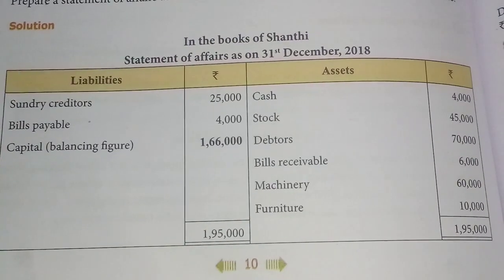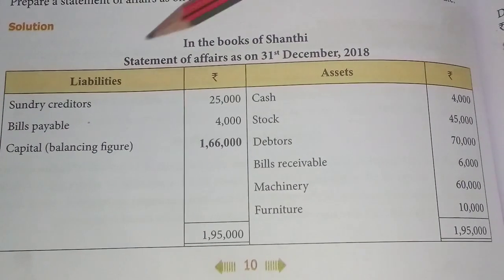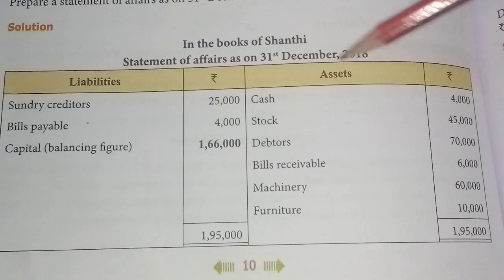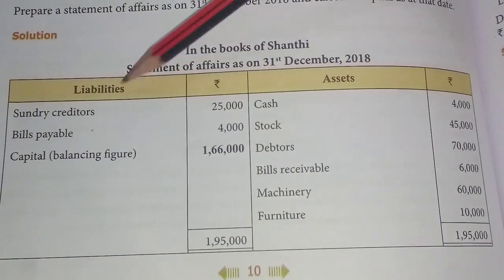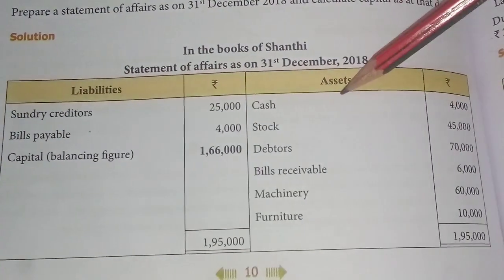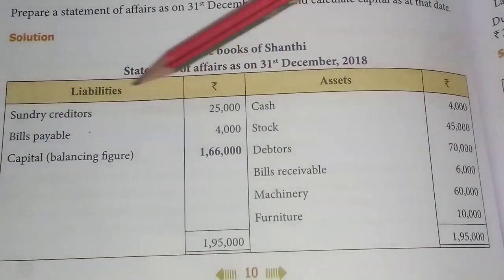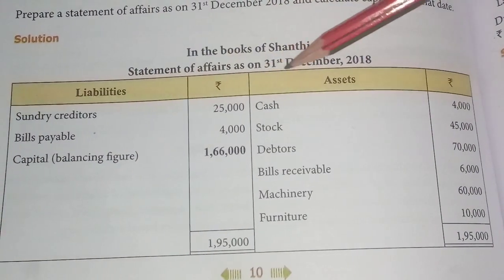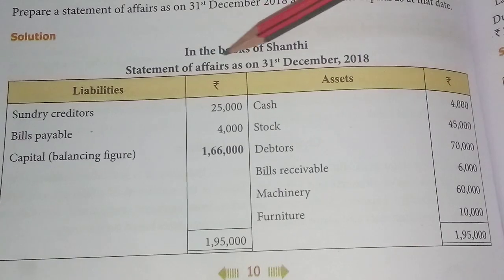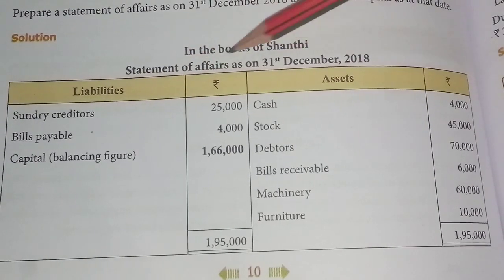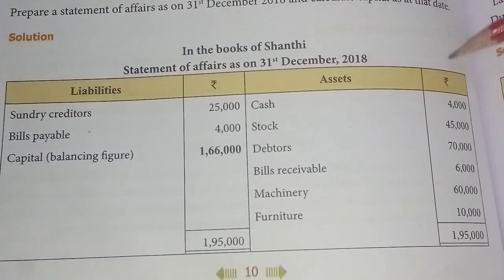In the books of Shanti, we have to write the statement of affairs as on 31st December 2018. You can take 2 pages: assets on the right side page, liabilities on the left side page. So you have to write in the middle, in the books of Shanti. This also should complete 2 pages.